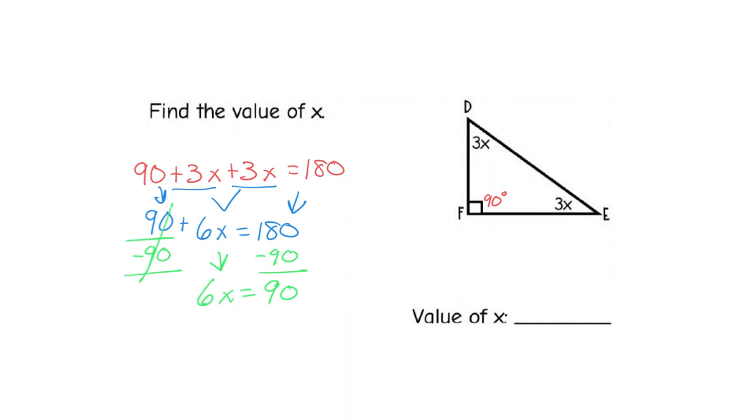Now, 6 is connected to x. How? We know that 6x really means 6 times x. So the inverse operation of multiplication is division. So I'm going to divide both sides by 6. That'll leave me just x on this side. And 90 divided by 6 is 15. So x equals 15.